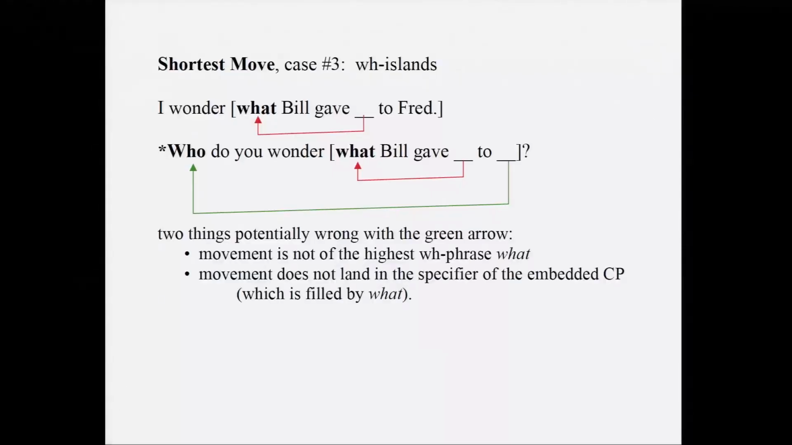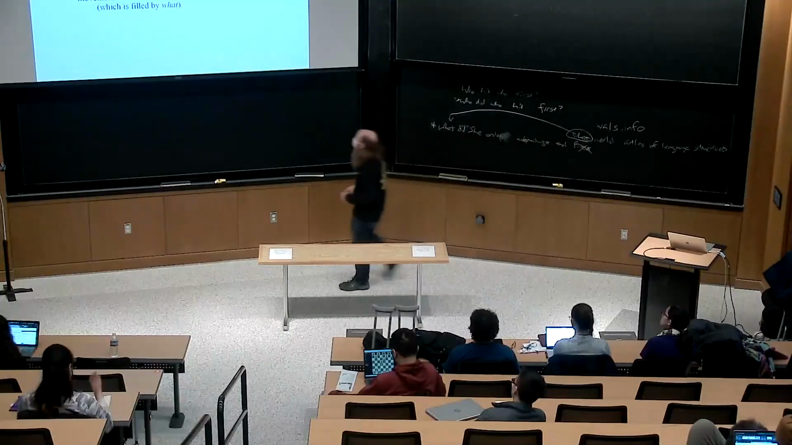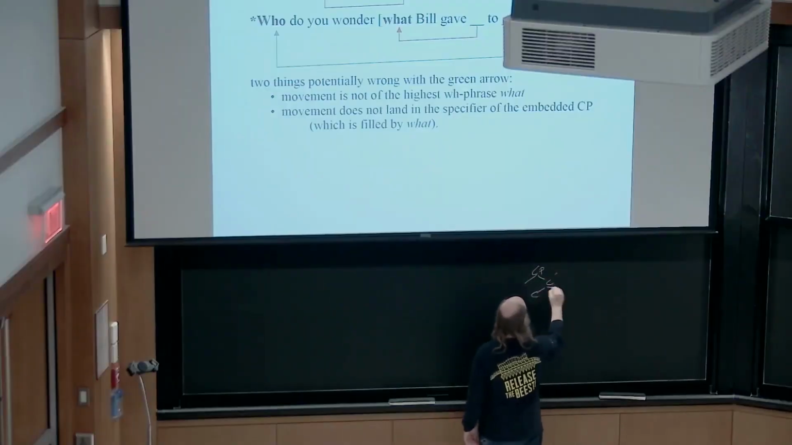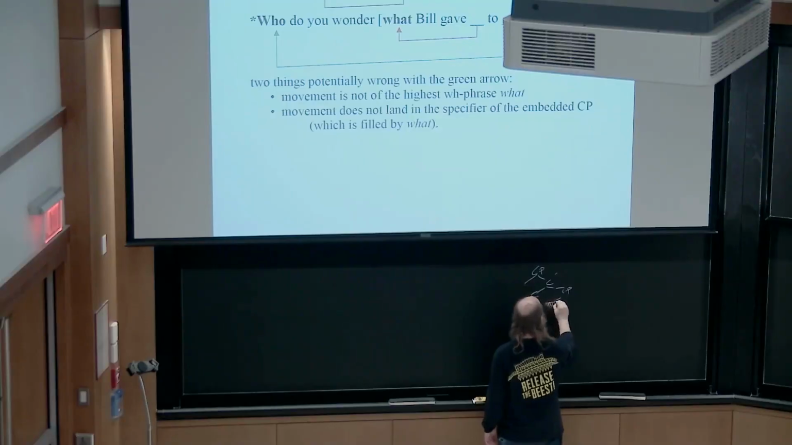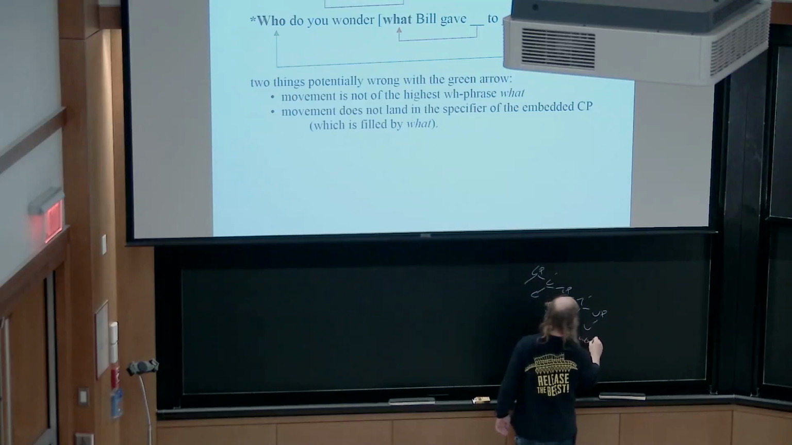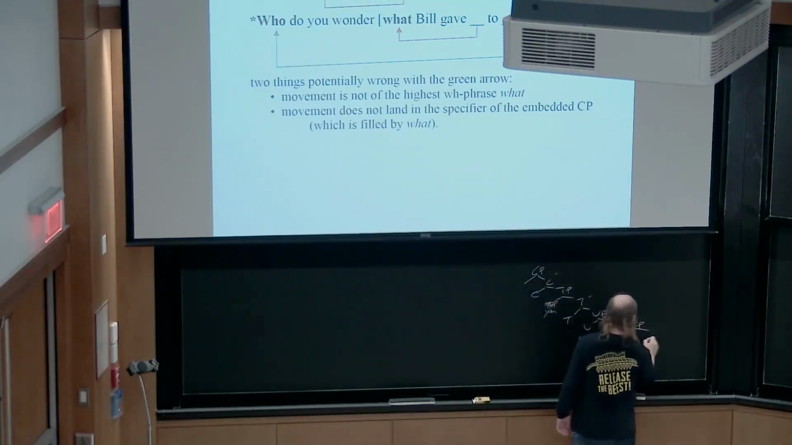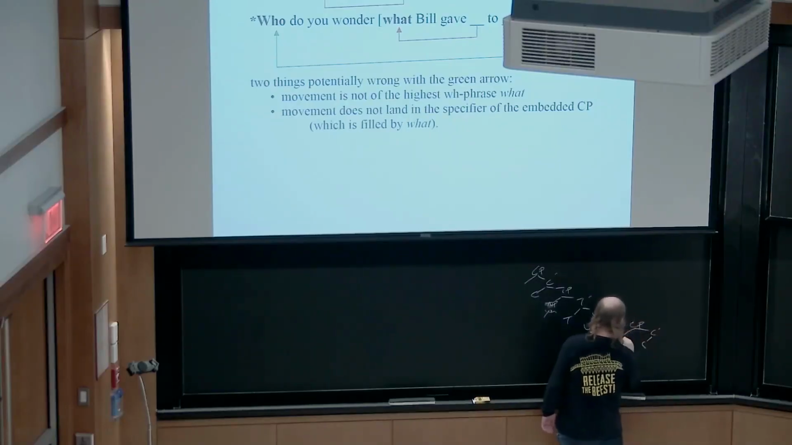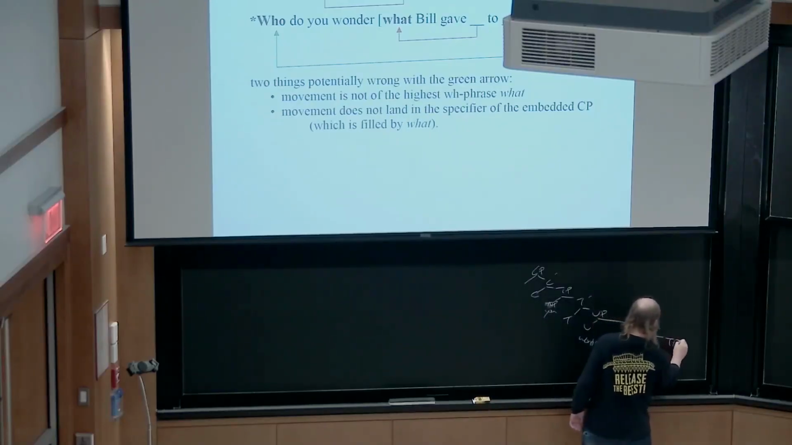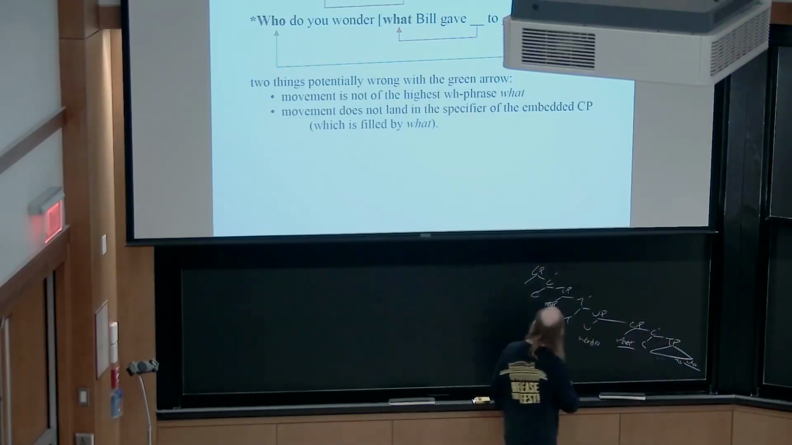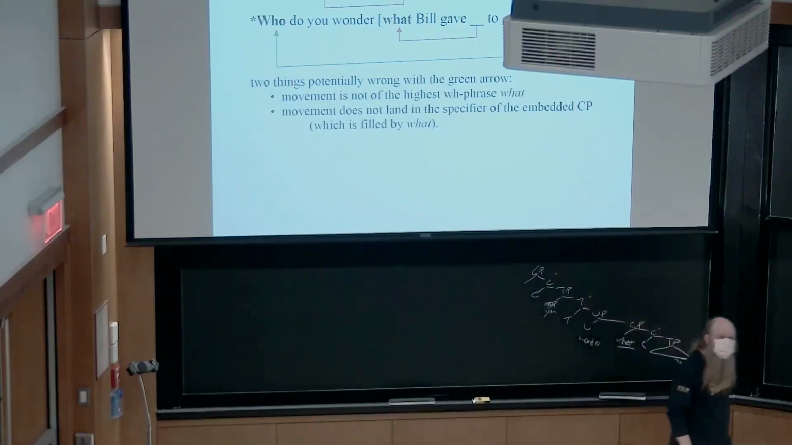One is, here I am in the matrix CP, and I'm trying to decide what to move. And there are two WH phrases. There's what and there's who. I should really have a tree here. Let me draw a quasi-tree. Wonder? Okay, and then down here we have what? And then I'm out of board, so I'll just use a triangle here. To who? Okay, so this is you wonder what John gave to who.